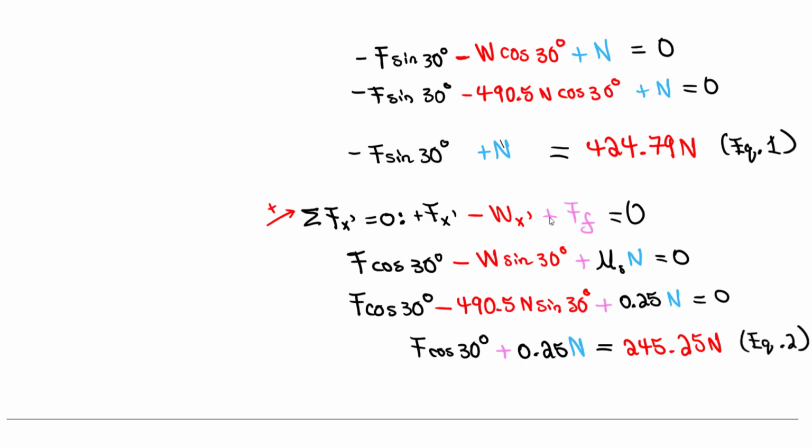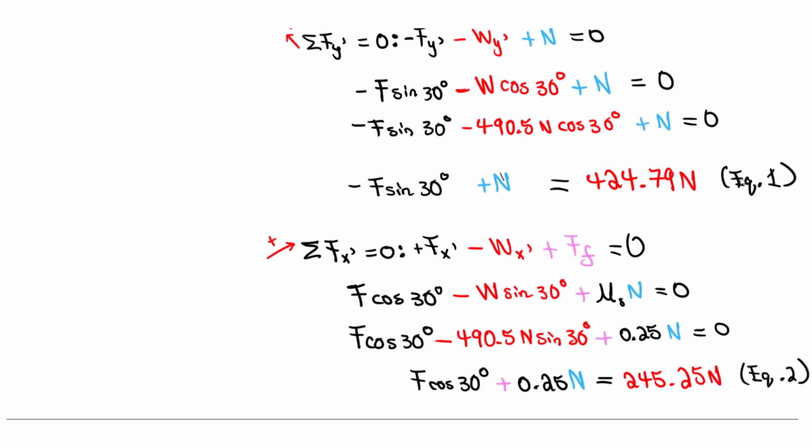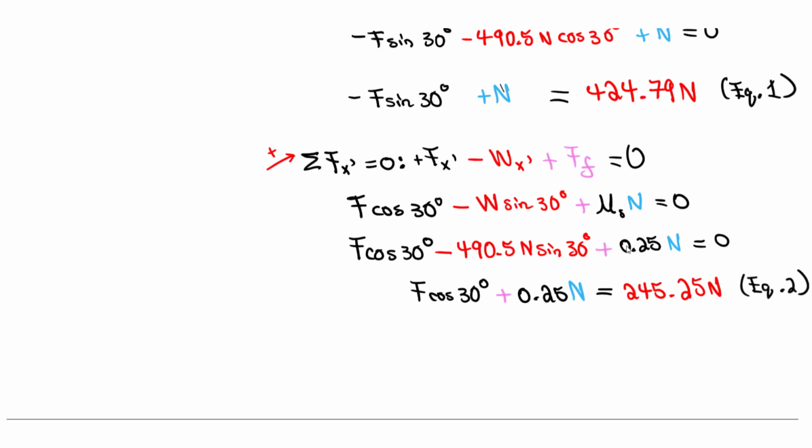Okay, so now you have two equations, right? One equation, two equations, and how many unknowns? Two unknowns, right? The two unknowns are the force and the normal force. The force that we need to find and the normal force. So two equations, two unknowns. We can actually use substitution, the elimination method, or even the calculator. So real quick, I'm just going to use the calculator.